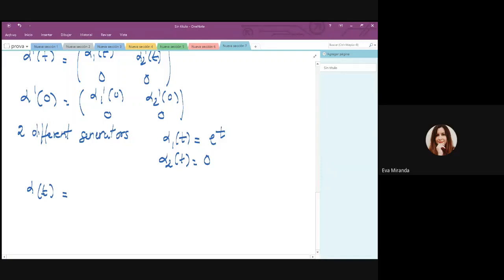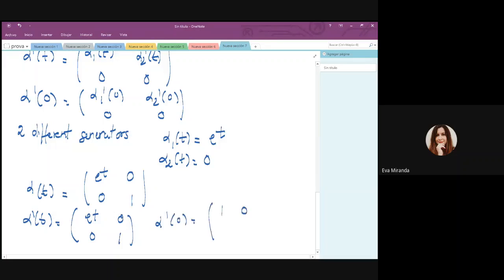Let me say that, okay, this gives me one generator. Let me call it alpha. That's okay. For this choice of alpha 1 and alpha 2, alpha of t is going to be e^t, 0, 0, 1, which is entirely contained in the group. Do you agree with me? And alpha prime of t is going to be the exponential 0, 0, 1. And alpha prime 0 is going to be just the identity matrix.